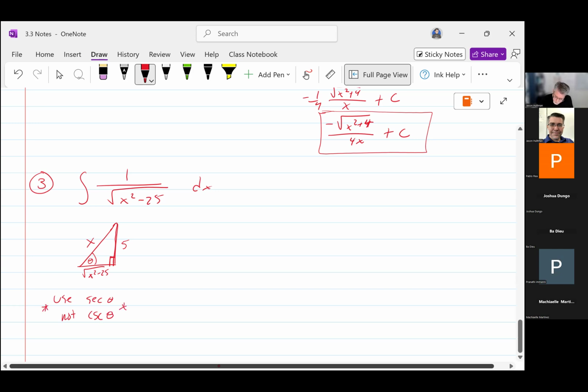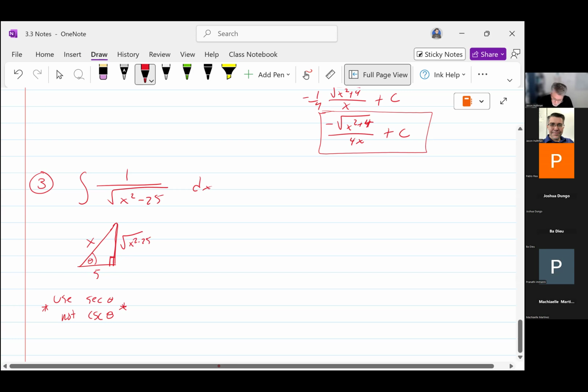Okay, because the derivative of cosecant gives me negative cotangent cosecant. And what I want is the derivative of secant to give me secant tangent, to keep things positive. So I'm going to swap these two to make sure that x over 5 gives me the opposite of cosine. So that's going to be the square root of x squared minus 25.